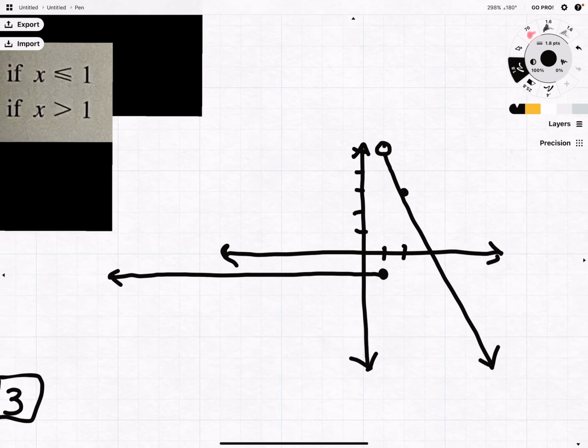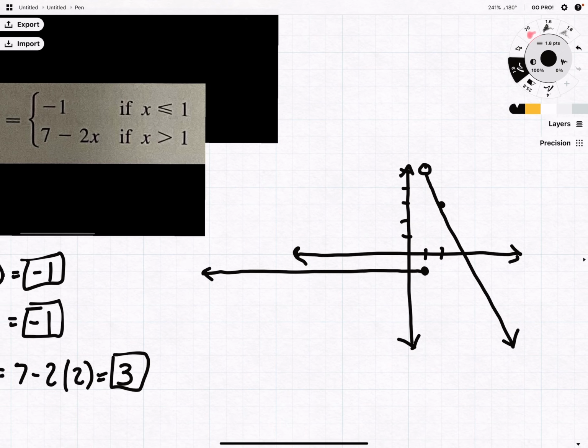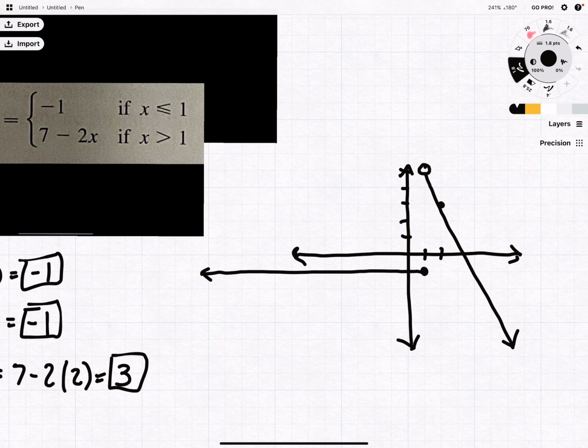And the reason for that is because of the open circle: the rule that they gave us is that x is greater than 1. So right at the point where x equals 1, we have to have this open circle because we already have a solution for the other part of the piecewise function, which is x less than or equal to 1.